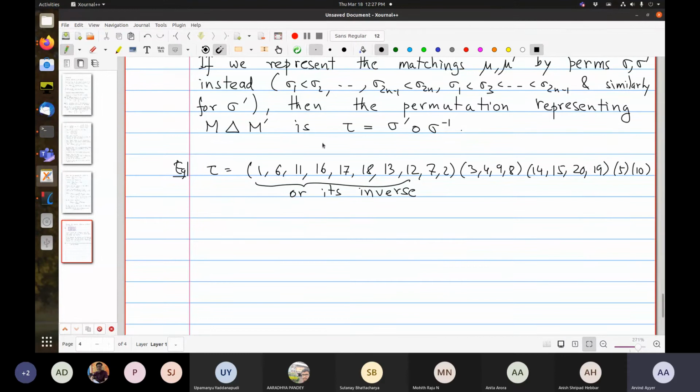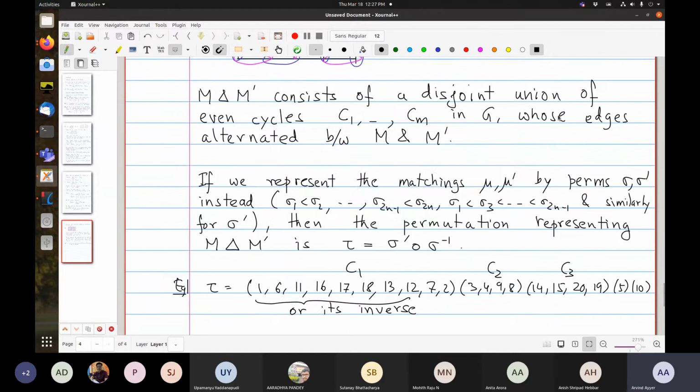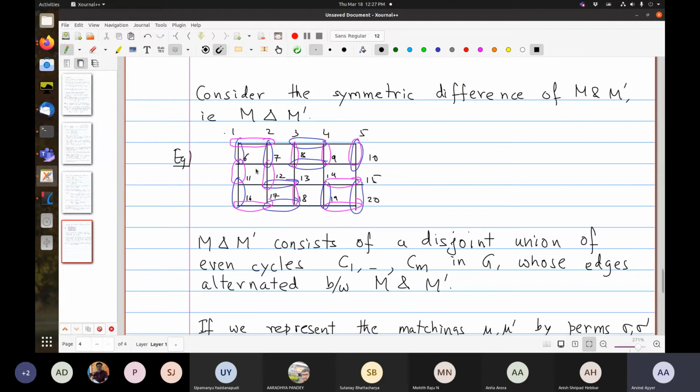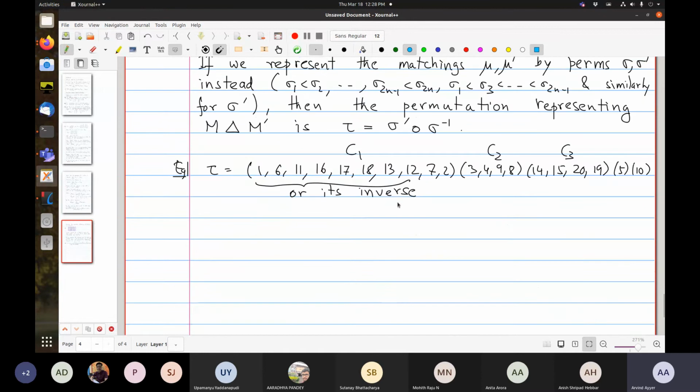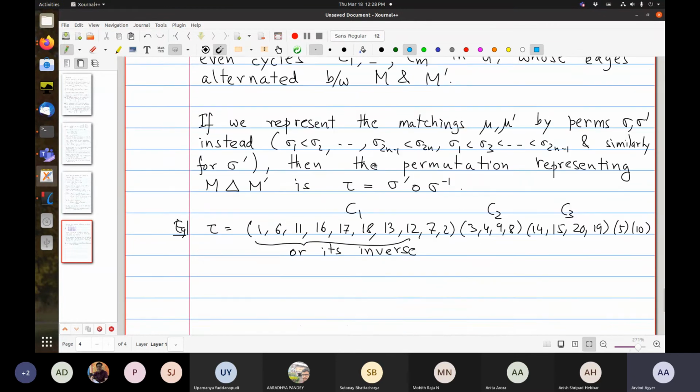So this is C1. Let's say this is C2, and this is C3. Maybe I should have written it here: C1, C2, C3. Maybe I'll use another color because this is getting overcrowded. So this is C1, C2, C3, and I think I've used the same label. Okay, so this is my disjoint cycle representation.